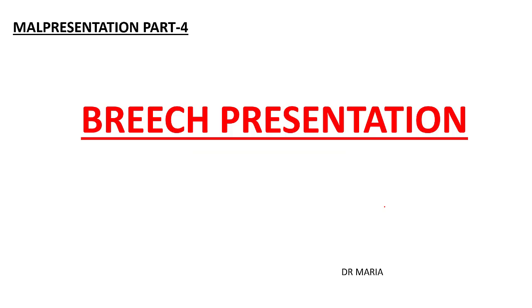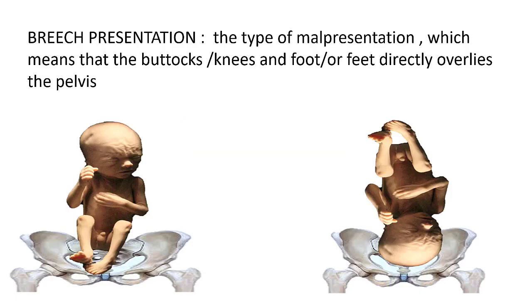So let's start. What is meant by breech presentation? It is a type of malpresentation which means that the buttocks, knees and the foot or feet directly overlie the pelvis, right? So mostly the buttocks of the baby lie directly on the maternal pelvis. Normally, the vertex lies directly over the maternal pelvis. In Urdu what we say? We say ulta bacha. So breech presentation means bacha ulta hai.